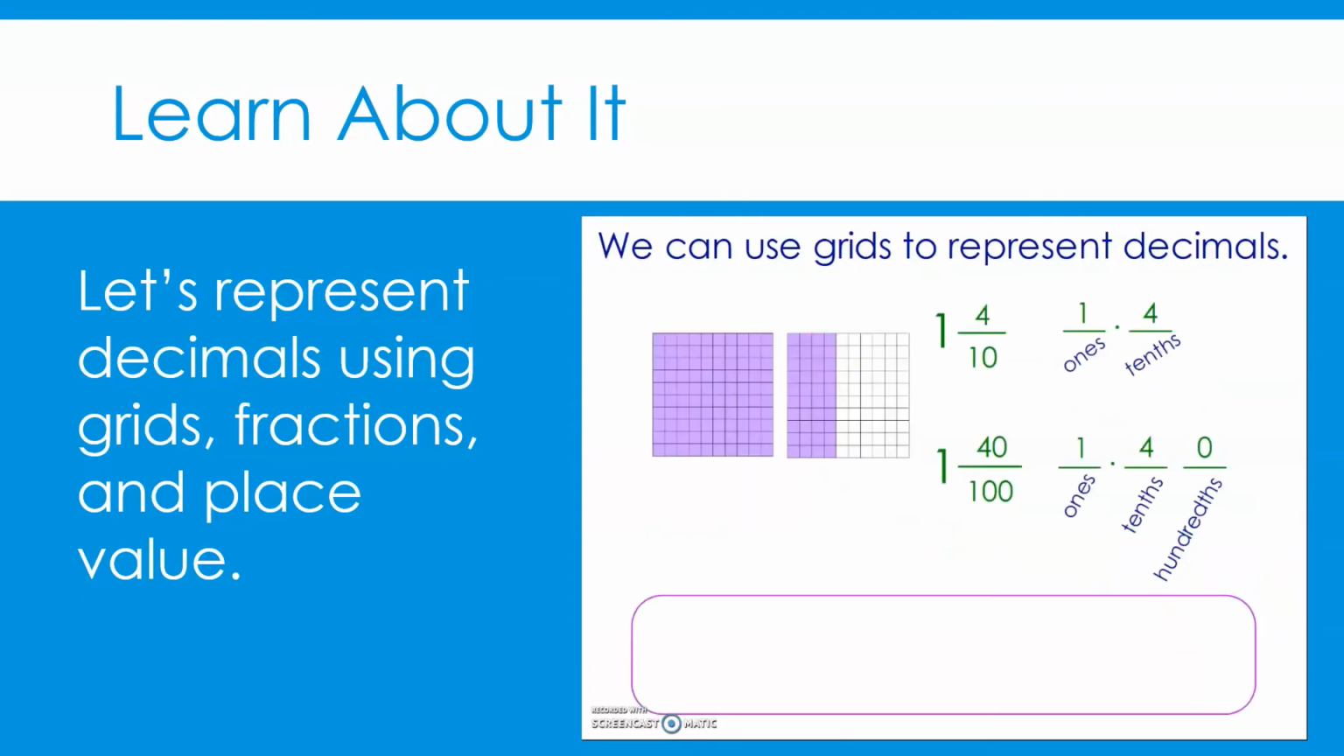These fractions and decimals are also equivalent because they represent the same amount that is shaded in. 1 and 4 tenths is equal to 1 and 40 hundredths, which is equal to 1 and 4 tenths, which is equal to 1 and 40 hundredths.